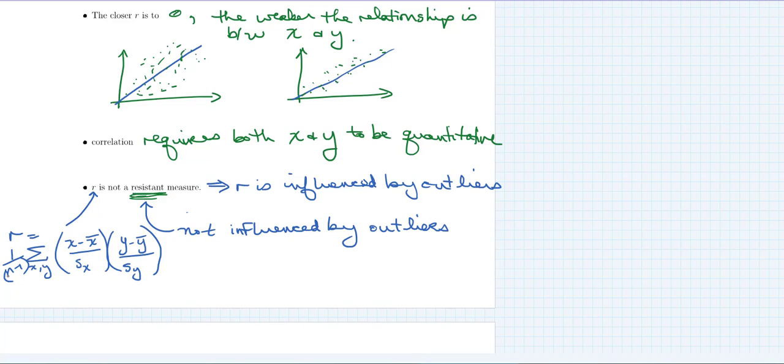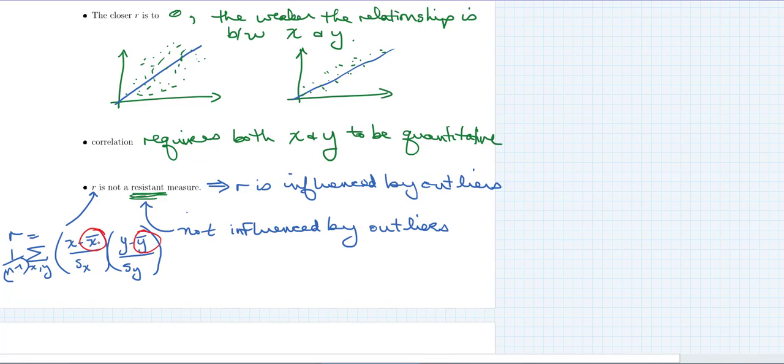Here we have our degrees of freedom, and it's 1 divided by our degrees of freedom, and then within each parenthesis we see that we have our z-scores actually, except without mu and sigma, so we're using our sample data instead of our population data, okay? So this is just what the formula looks like, but the reason why I'm bringing this is so that you can see why R is not a resistant measure, and that is predominantly because we're dealing with x bar and y bar.